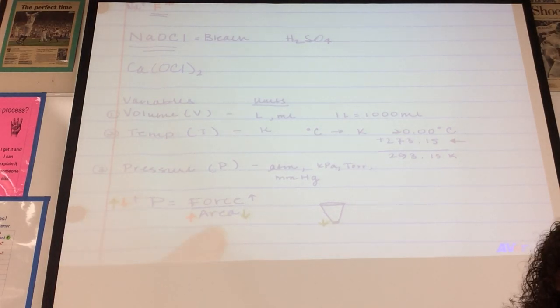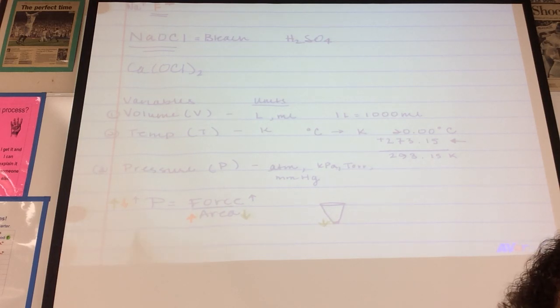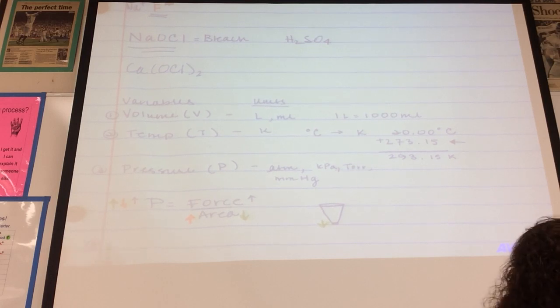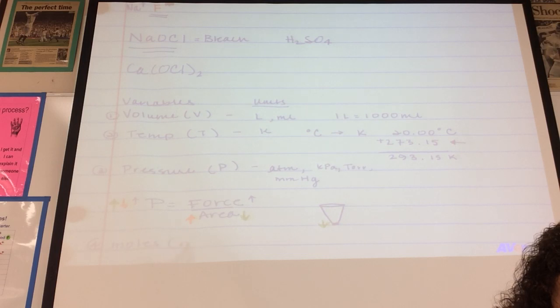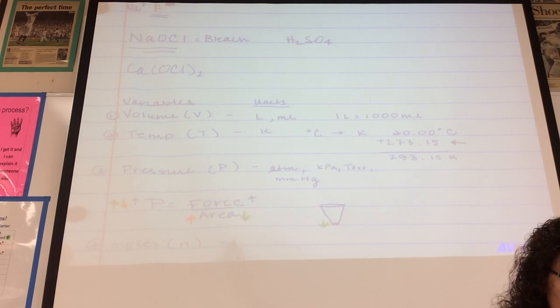Pressure and area have an inverse relationship. Pressure and force have a direct relationship. The other variable we want to consider is moles. And moles has a funny abbreviation. It's n, not m. A little m is mass or molality, different from moles. Unit: mol.